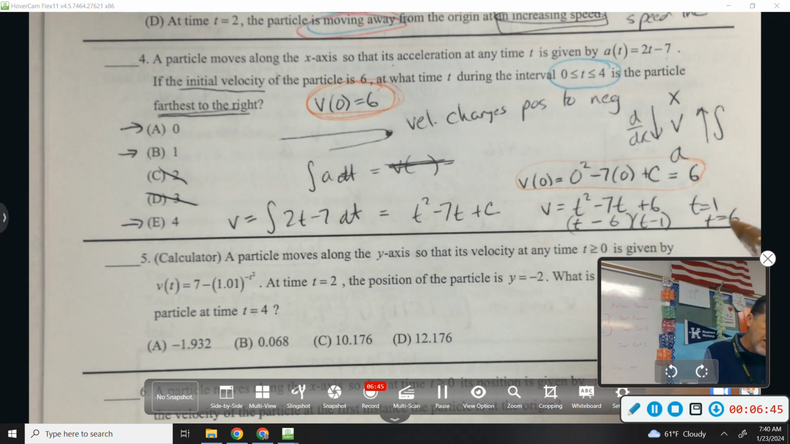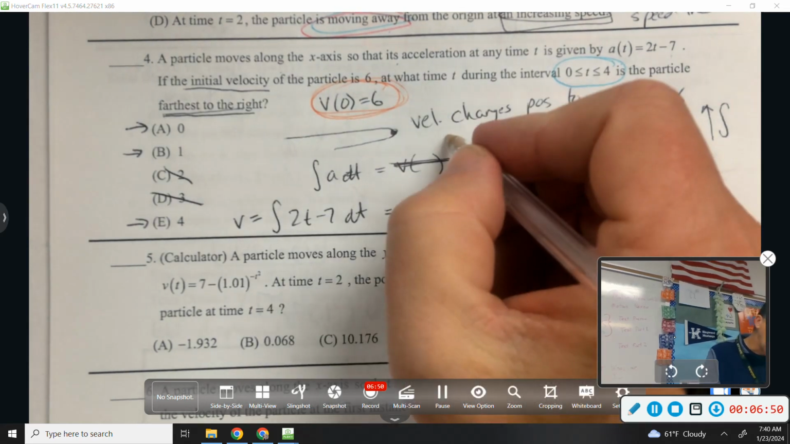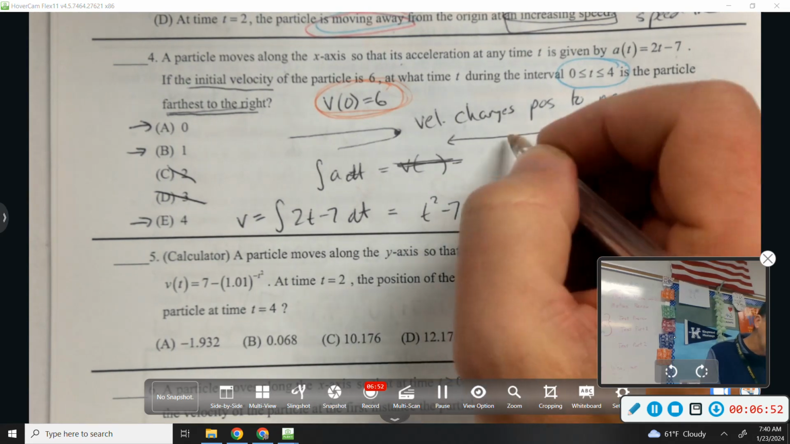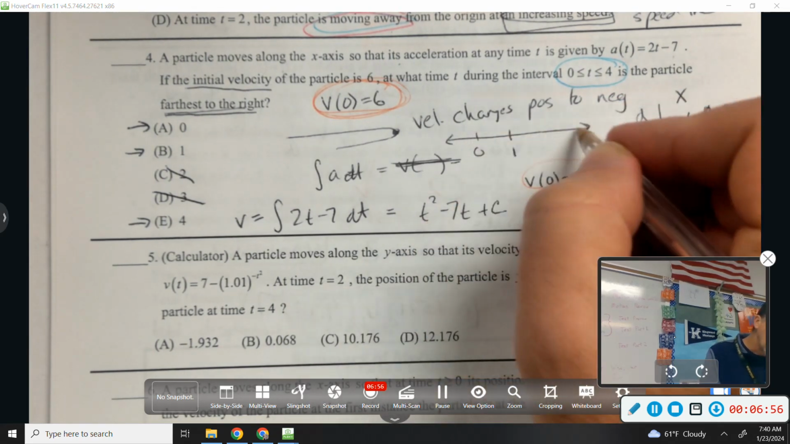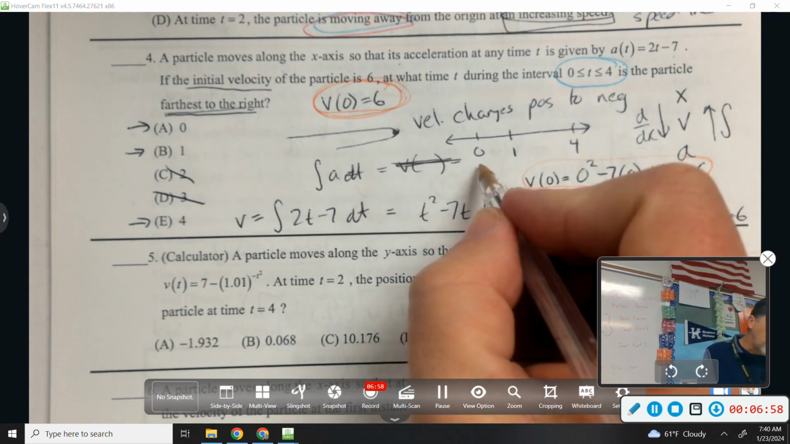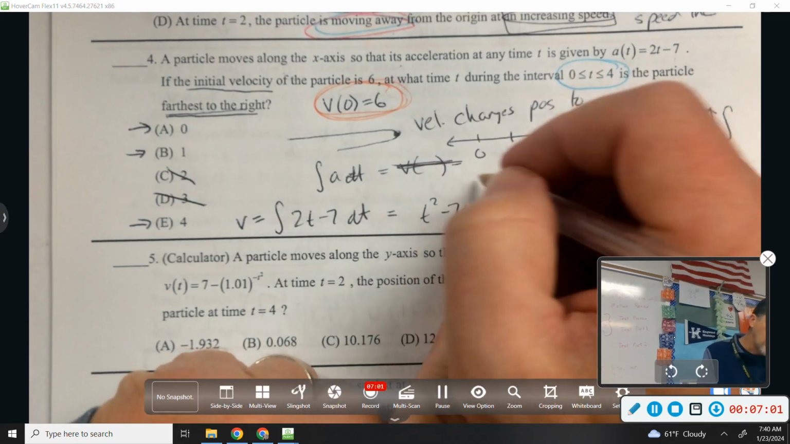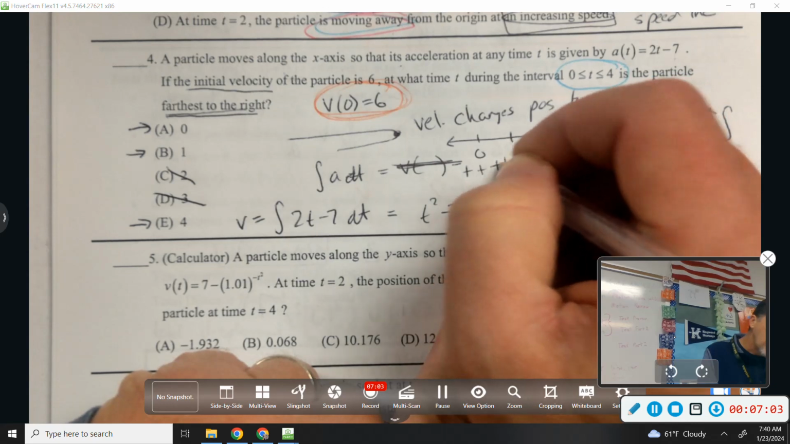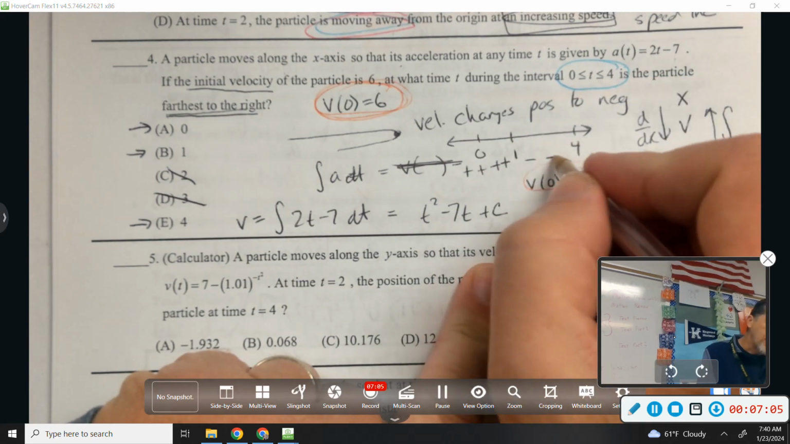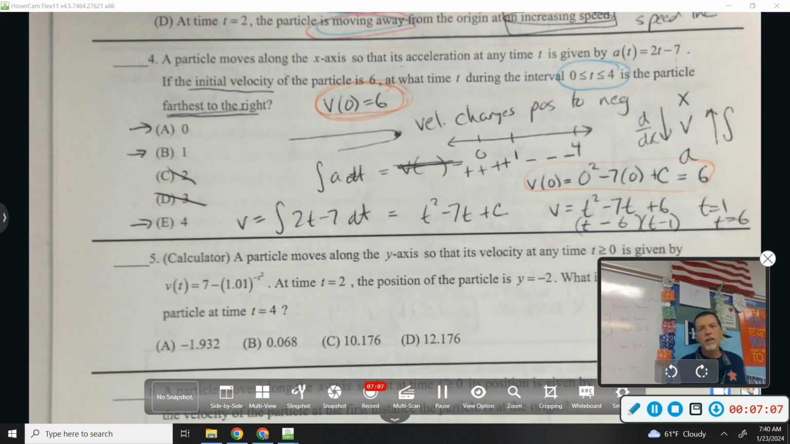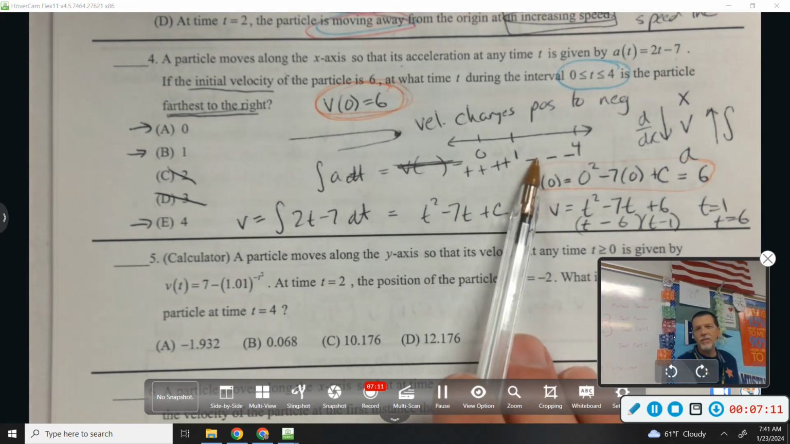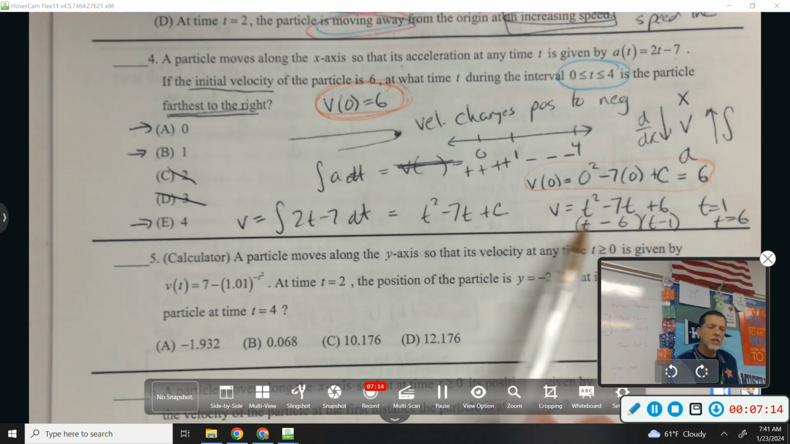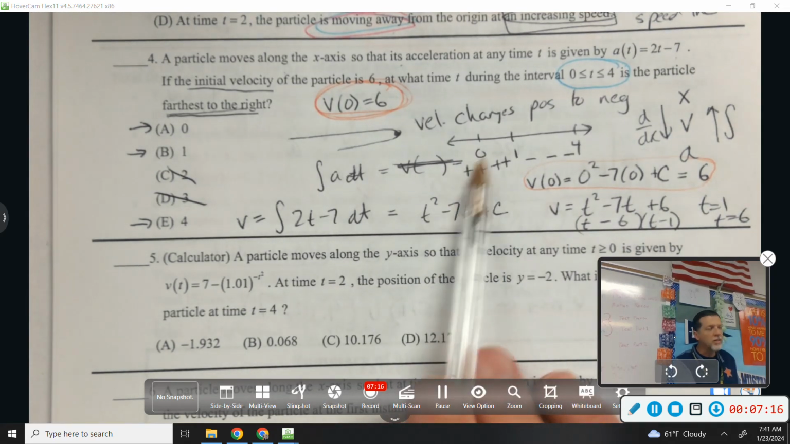Let's see. Maybe a sign chart to figure out what way this thing is moving. So it changes at 1. So v of 0 is 6, so it's positive. And then after that it's negative. I didn't test anything. I just know it alternates because there weren't any double roots. V of 0 is 6, so it's positive over here.